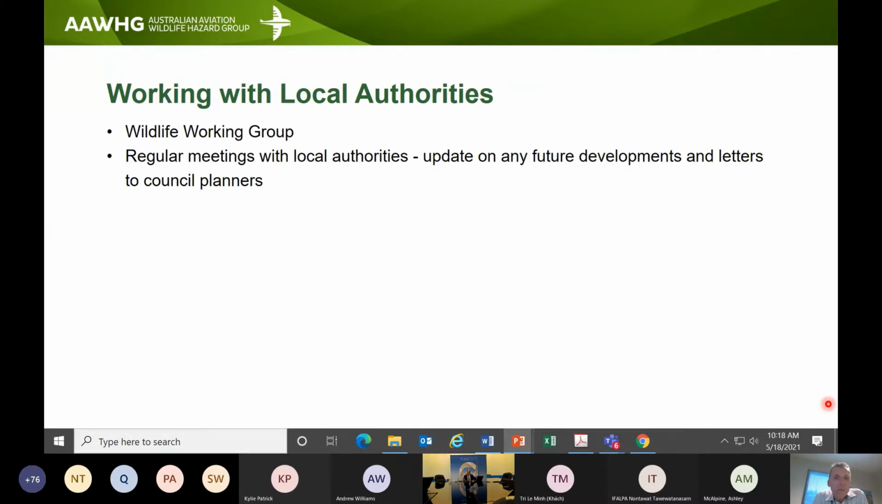And it's not a bad idea to also maybe provide a letter to your local council planners, reminding them that if there are any future developments that potentially may be an attractant to birds or wildlife, that they actually advise you and maybe send you some information regarding those particular developments.